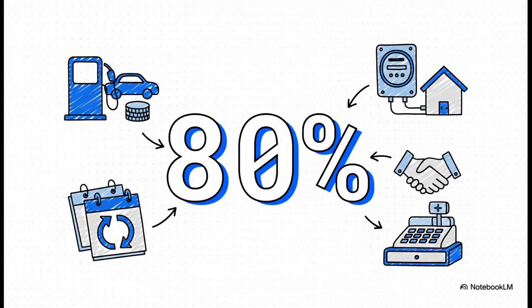So let's just kick things off with a single number, 80%. Think about that. For most businesses, a whopping 80% of all their financial transactions are repeats. It's the same coffee shop, the same software subscription, the same client paying you, month in, month out. That is a ton of repetitive work.